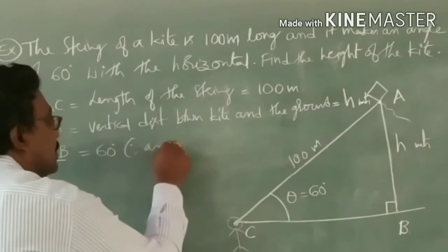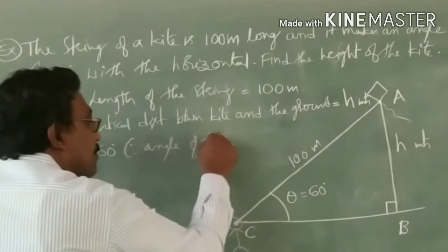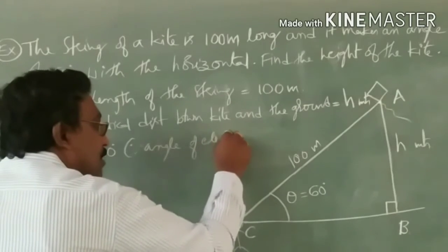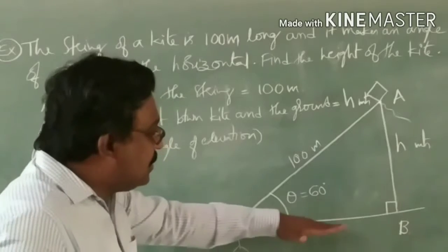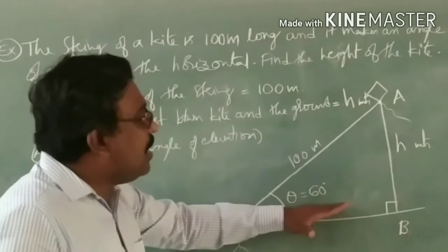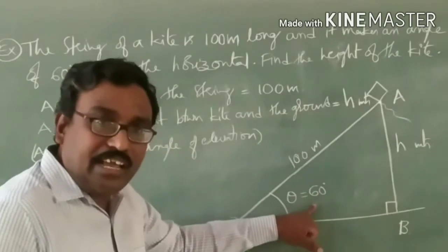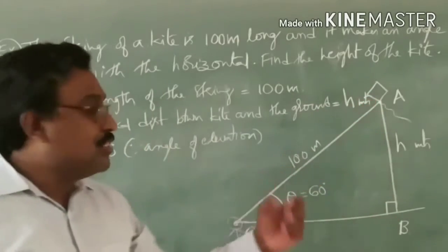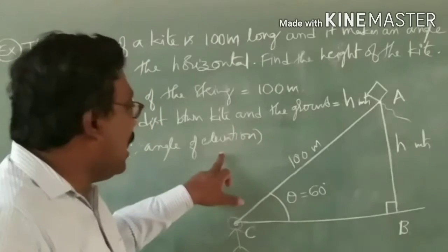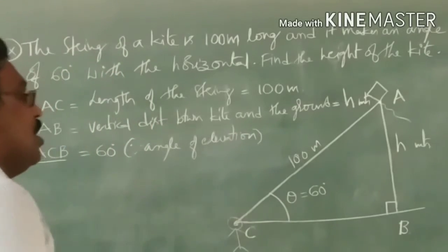He gave this as the angle of elevation. Angle of elevation, because you are here, that means this is your index line. You are observing the kite at an angle of 60 degrees. That means your observation point is above the index line. So that's why it is called the angle of elevation.